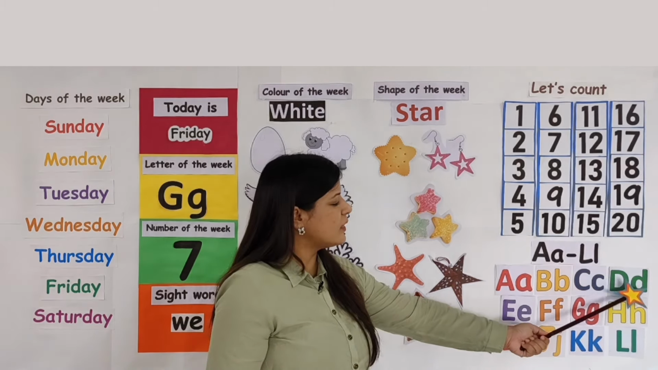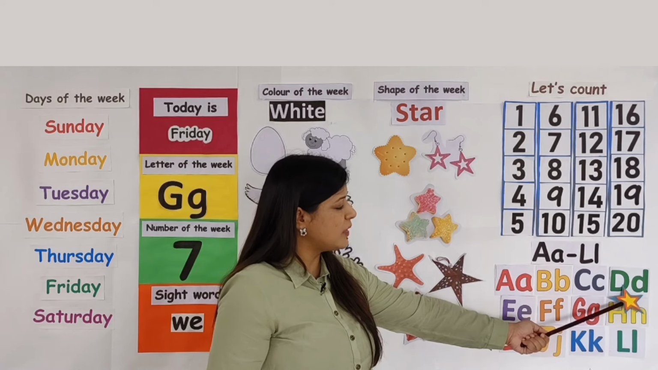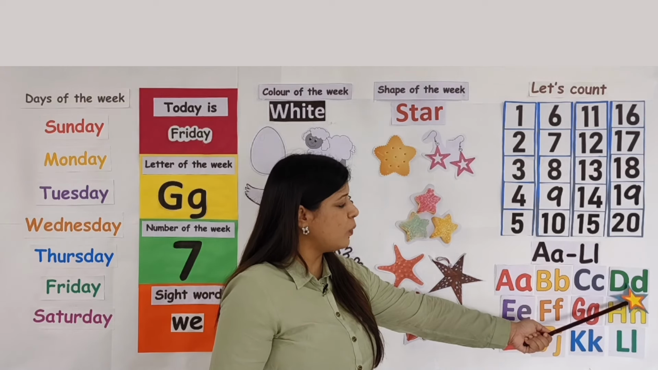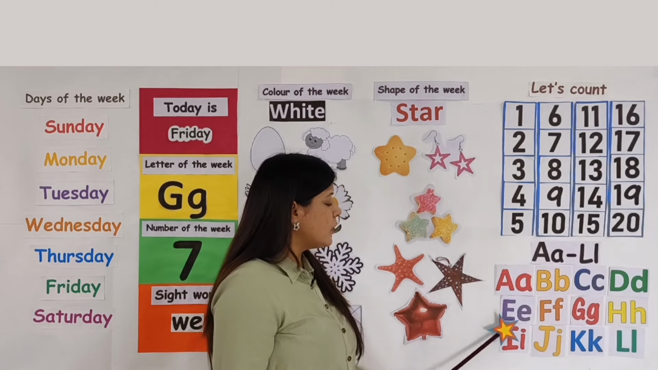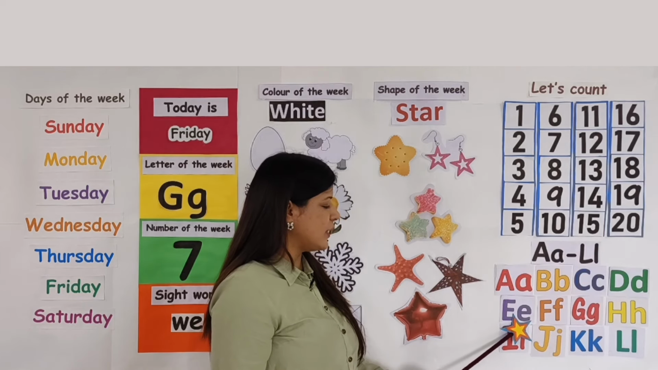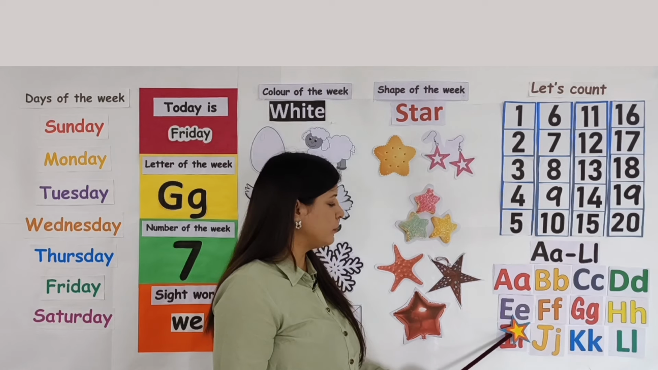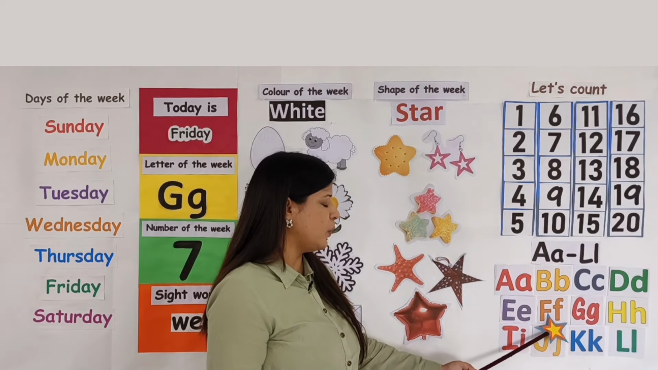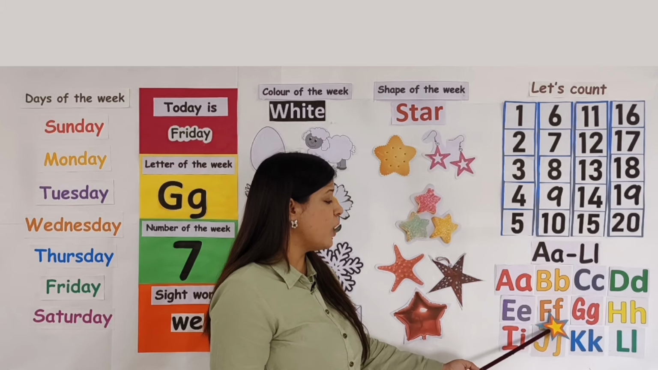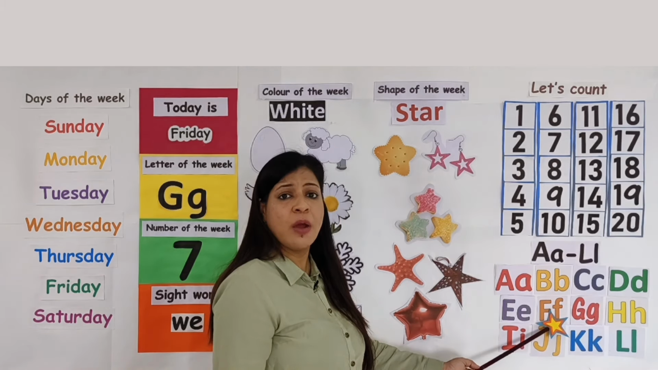This is uppercase letter D. This is lowercase letter D. Letter D makes a sound D. This is uppercase letter E. This is lowercase letter E. Letter E makes a sound E. This is uppercase letter F. This is lowercase letter F. Letter F makes a sound F.